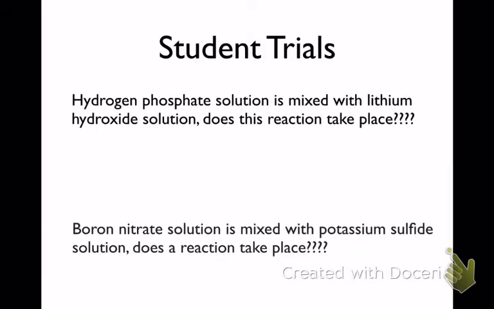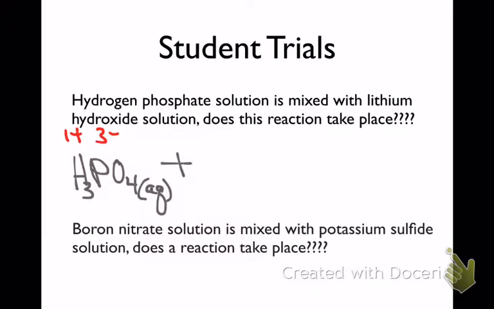So I've got these two examples. The first one, hydrogen phosphate solution mixed with lithium hydroxide. So let's write the formulas for those two. We go to our oxidation states. 1 plus for the hydrogen, 3 minus for the phosphate. So hydrogen phosphate is actually H3PO4. It's a solution. We put AQ. And of course, after we're done, we erase the charges.